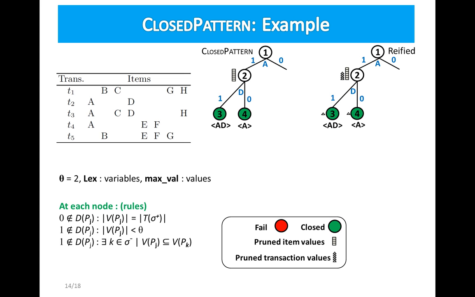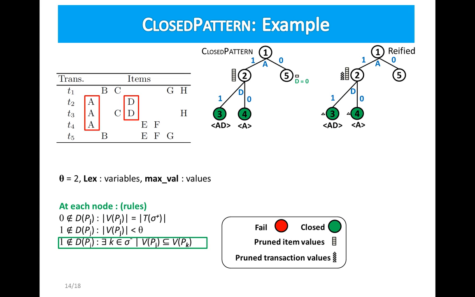We backtrack to the root node, so here we restore the initial cover. We branch on a equal 0, and here we can see that the cover of d is included in the cover of a. It means that without a, d cannot appear. We cannot have an item set with d without a. So with the third rule, we filter the value 1 from d.